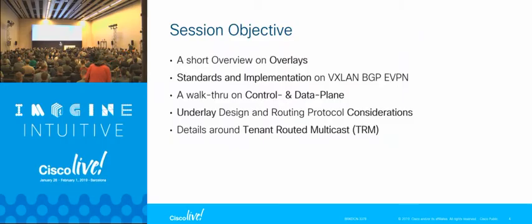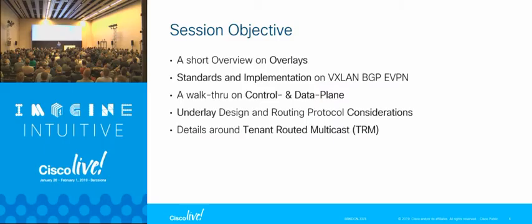A short journey on what we're trying to do, a short overview of our overlays, to not make you all wet right at the very first minutes. Standards and implementation on VXLAN, BGP, EVPN. I will talk a bit about what the standards bodies, IETF, are doing and what kind of versions we have there. Then a walk through control and data plane, where we're already pretty deep, showing you what happens in the control plane, what happens in the data plane, how these things come together, and then a couple of packet walks. You guys are good with that?